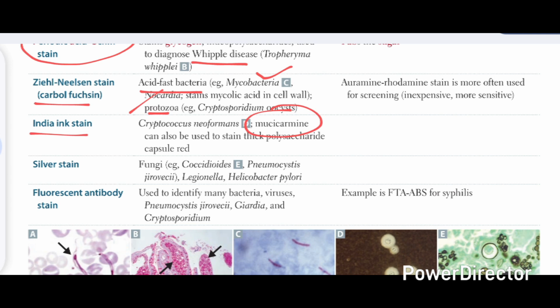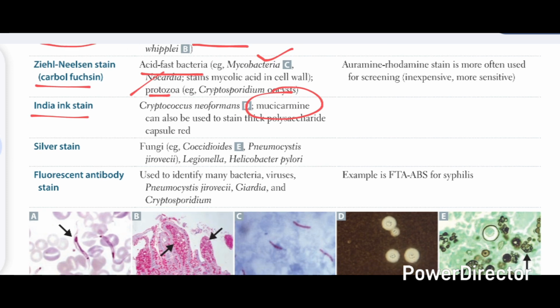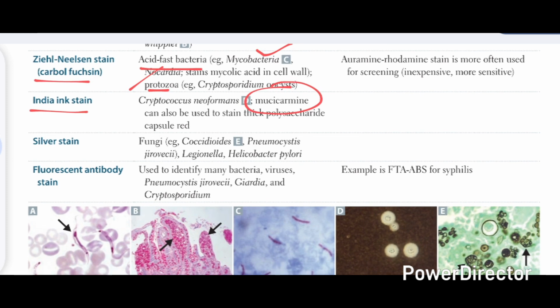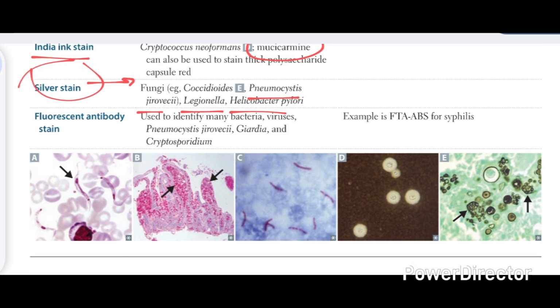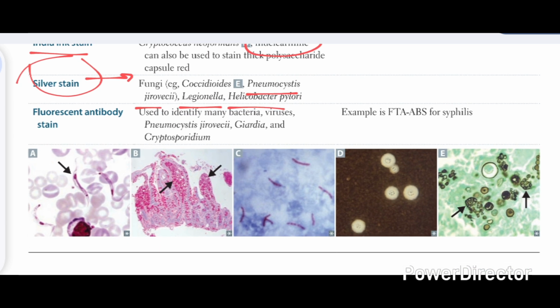Then you have the silver staining. Silver staining is useful for fungi such as Coccidioides, Pneumocystis jirovecii, Legionella, and H. pylori. And then we have the fluorescent antibody stain. Fluorescent antibody stain can detect many bacteria and viruses, including Pneumocystis jirovecii, Giardia, and Cryptosporidium.